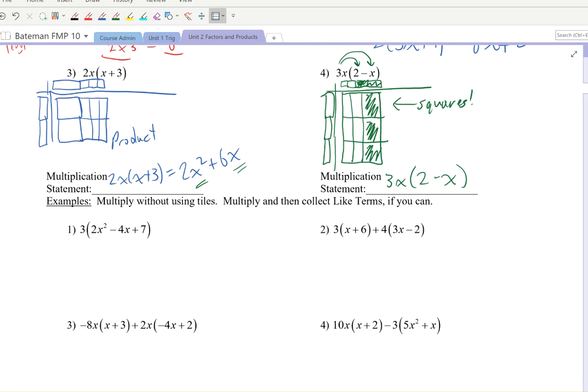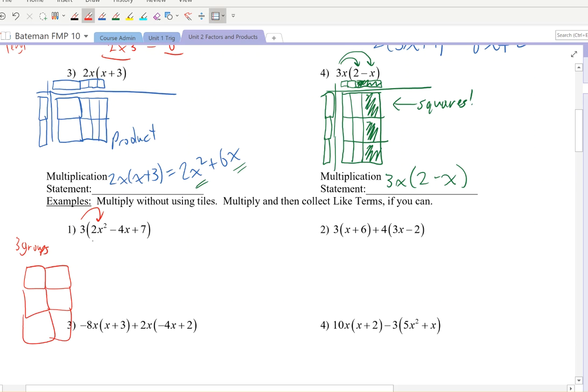So when we multiply without tiles, we use arrows to help control our multiplication. So we get 3 times 2x squared, and so it's 3 groups of each. So if you have 3 groups of 2x squared, there's 1, 2, 3. How many do you have altogether? You have 6x squareds.